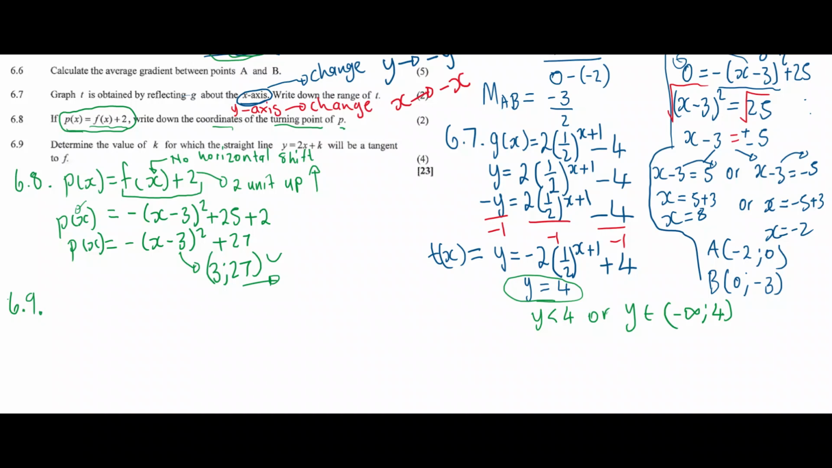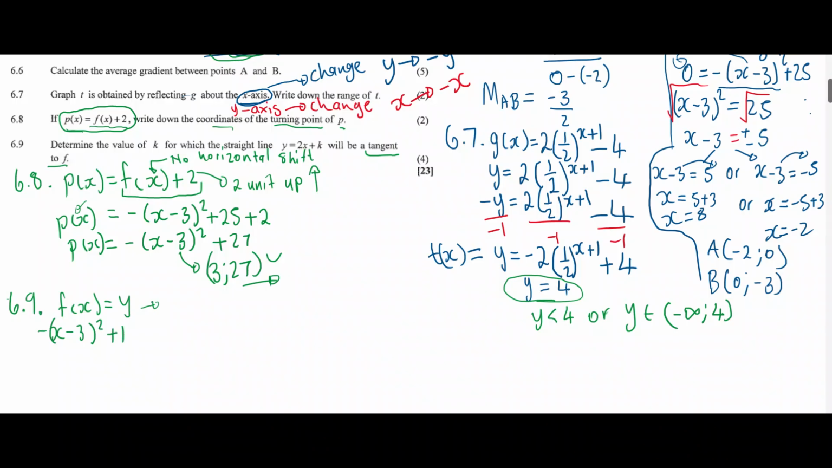Okay, so determine the value of k for which the straight line will be a tangent. What you'll do there is simply equate the two functions, f of x and the y value of the straight line. But for it to be a tangent, let's first equate these things and see what happens.